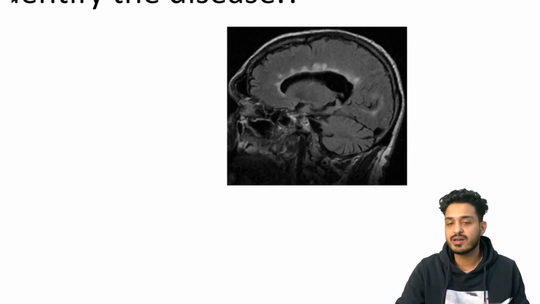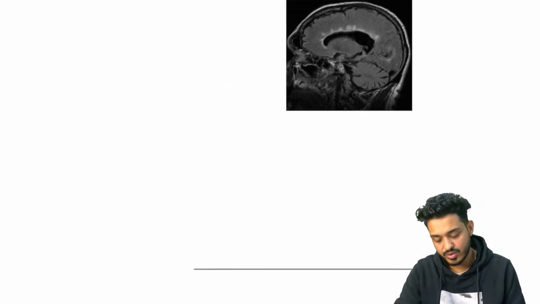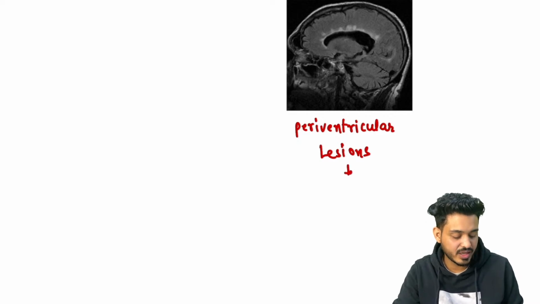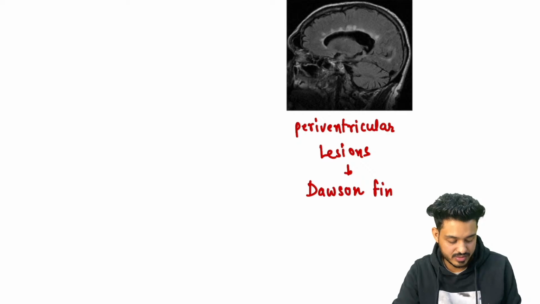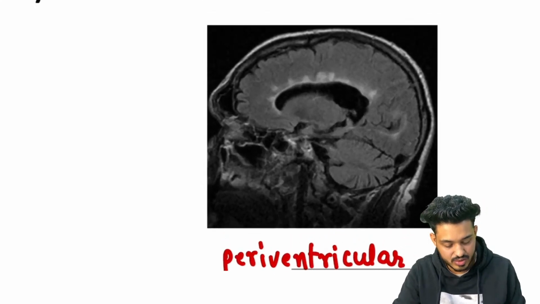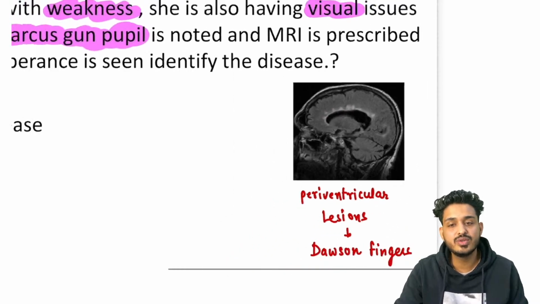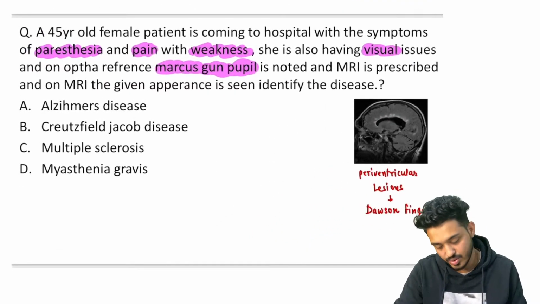This is around the ventricles. You are having periventricular lesions. And what are these periventricular lesions known as? These are known as Dawson fingers. Can you appreciate? This is your ventricle. Around the ventricle you are finding these lesions. These are looking like fingers, right? These are known as Dawson fingers.